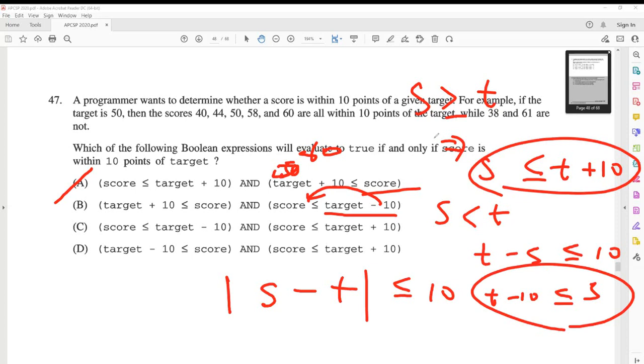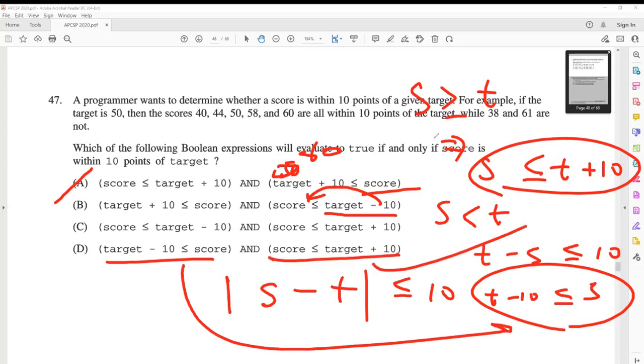So the answer is this one and this one. So 47 would be D. This is this, and this is this. So the answer is D. Any questions?